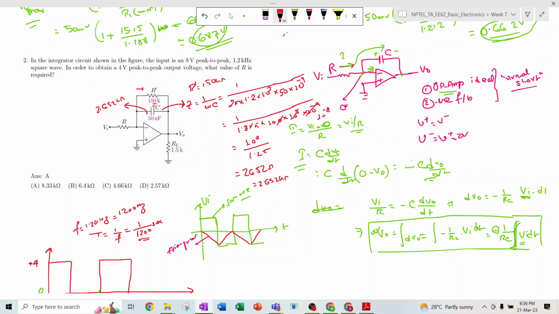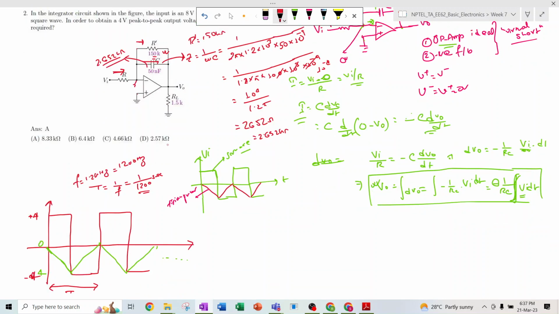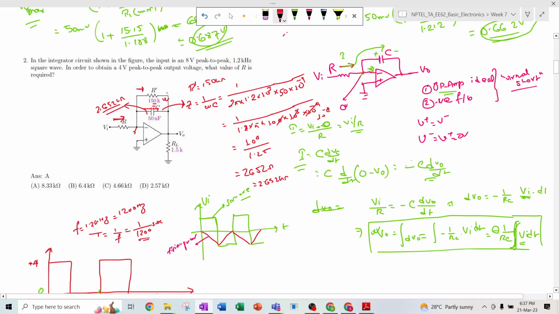So that means, as I have already discussed, this is ground, so this will also be ground. So whatever current is flowing through this path, almost the entire amount of current will flow through the capacitor, because it has a low impedance, and here R dash is very high, that is 150k. So a minimum amount of current will flow through this, so we can neglect this R dash part. So in the actual analysis of the circuit, we are ignoring this R dash part.